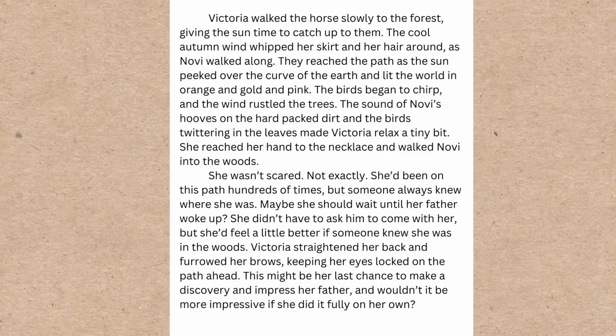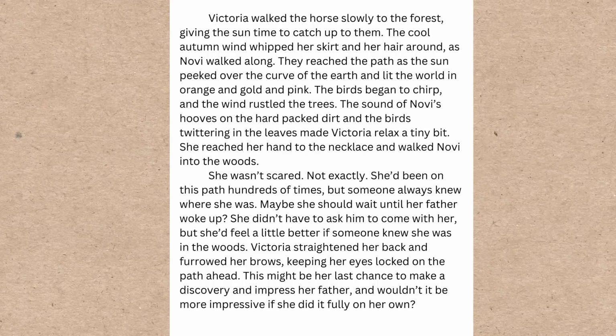Victoria walked the horse slowly to the forest, giving the sun time to catch up to them. The cool autumn wind whipped her skirt and her hair around as Novi walked along. They reached the path as the sun peeked over the curve of the earth and lit the world in orange and gold and pink. The birds began to chirp and the wind rustled the trees. The sound of Novi's hooves on the hard-packed dirt and the birds twittering in the leaves made Victoria relax a tiny bit. She reached her hand to the necklace and walked Novi into the woods.